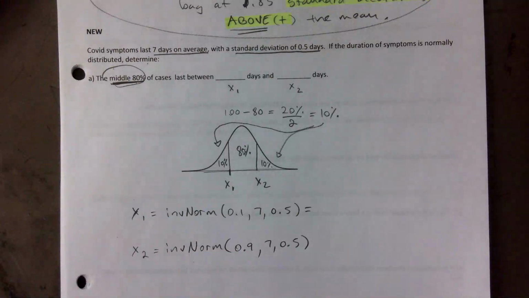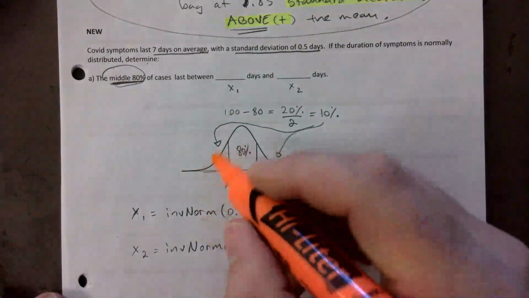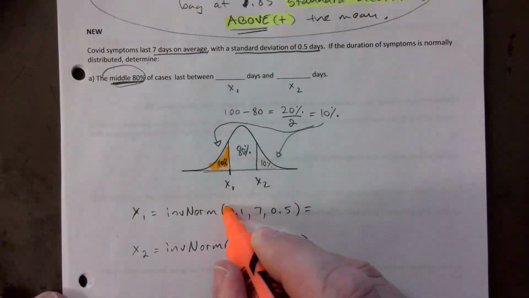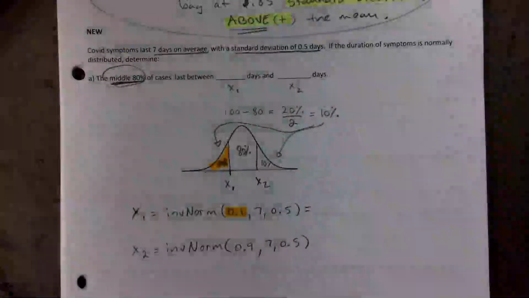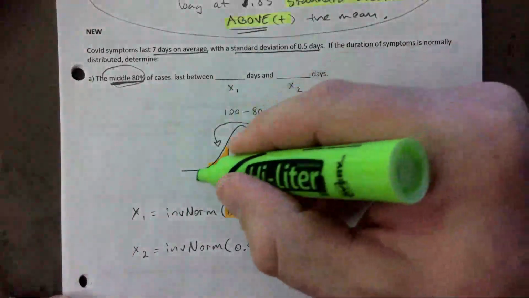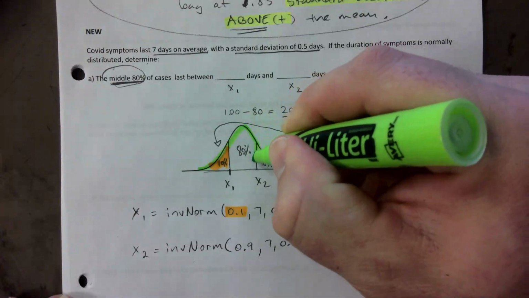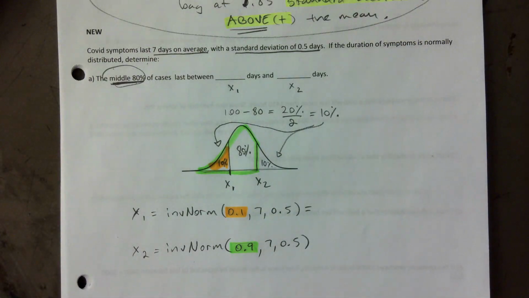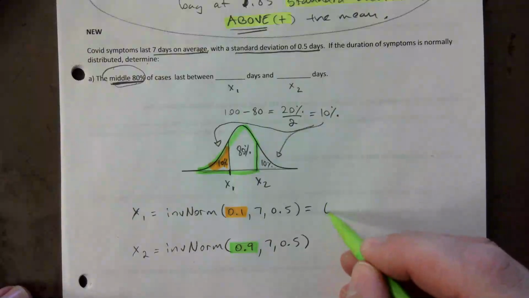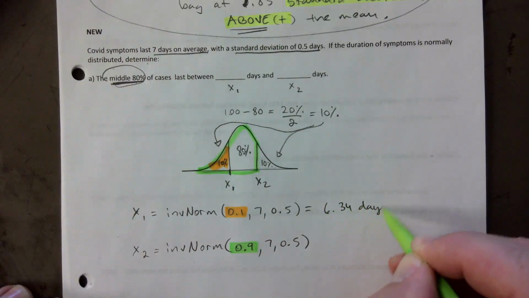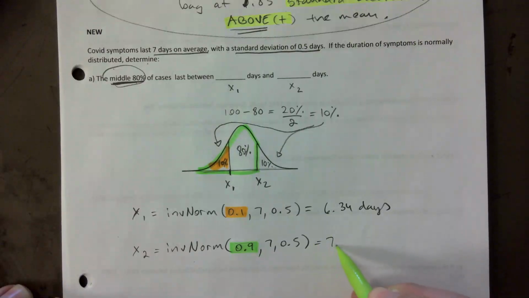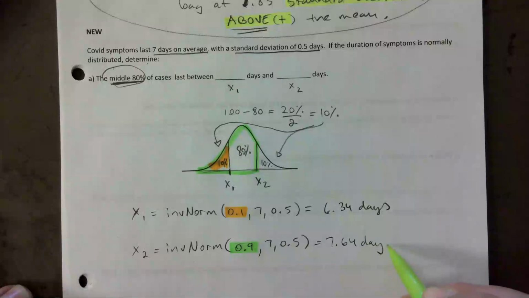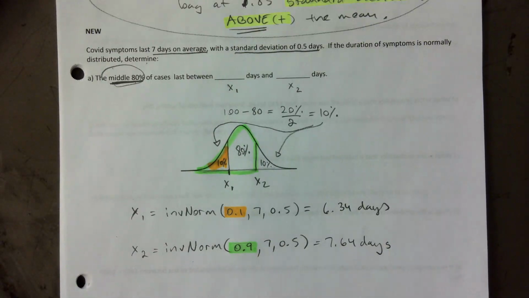I'm just going to try to highlight this because this 10% here went in there. And then I'm going to try to do the 90 like this, just outlining it. So this is 6.34 days. And this is 7.64 days. And days is continuous, right? Actually, you can get partial days. You could turn that into hours if you wanted to.